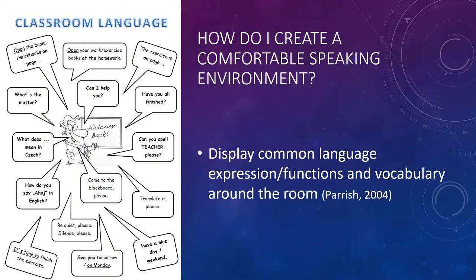So let's talk a little bit more about creating that comfortable speaking environment. Parrish listed ideas on how to create a warm, comfortable environment. She mentioned making language expressions or function strips or charts and hanging them up where learners can access them when communicating. These visual expressions help learners feel more at ease because they have language to reference if needed.